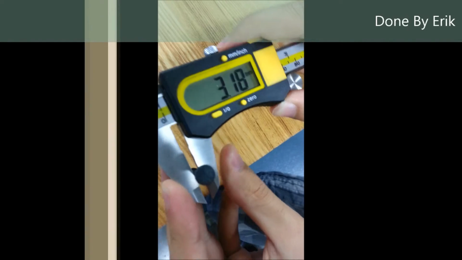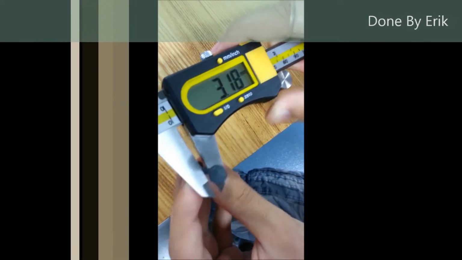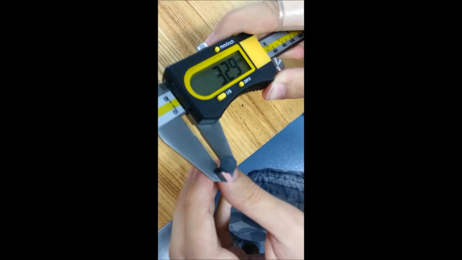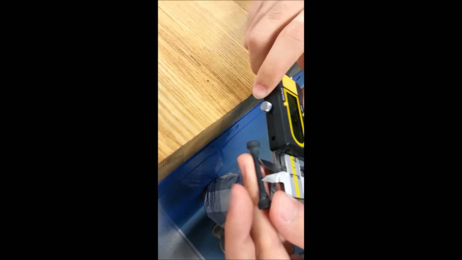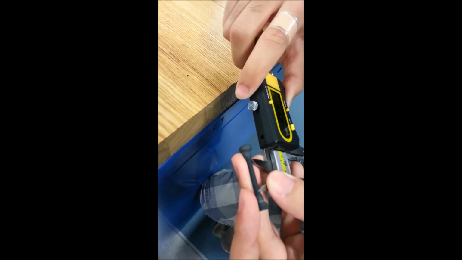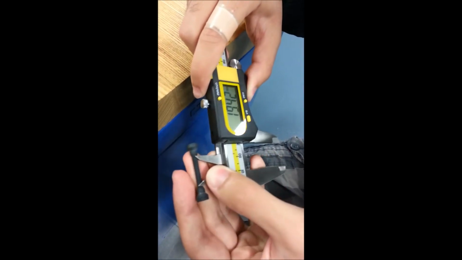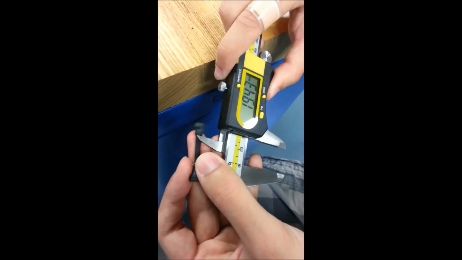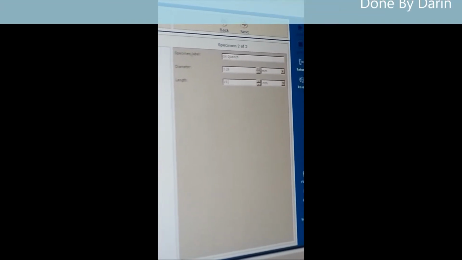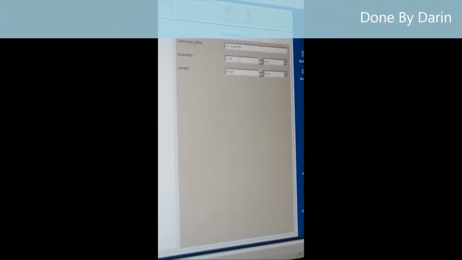First we zeroed the vernier caliper, and then we took the measurement of the diameter in 3 different spots to get the average. We measured it in inches. And then we measured the length of the samples, and we used the data for the UTS tester. The data from the measurement section was then entered into the UTS tensile tester, which included the average diameter and overall length.